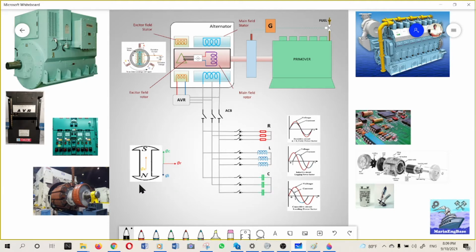In this diagram, in this area, I've shown one pole of the alternator rotor. It consists of north and south, and the flux distribution we will discuss in future. And here in this corner we can see the internal schematic diagram representing the cross-sectional view of the alternator.